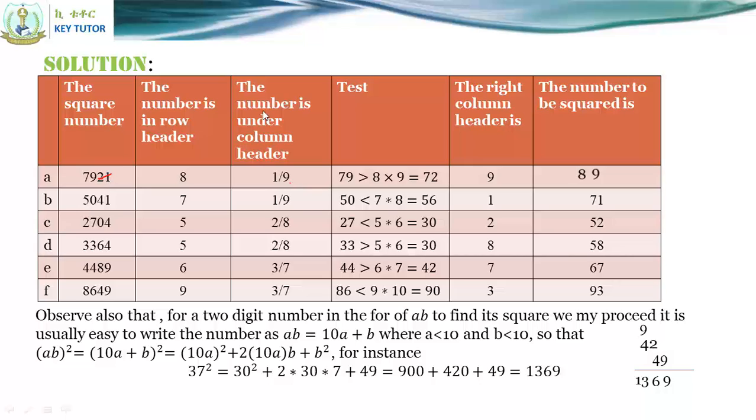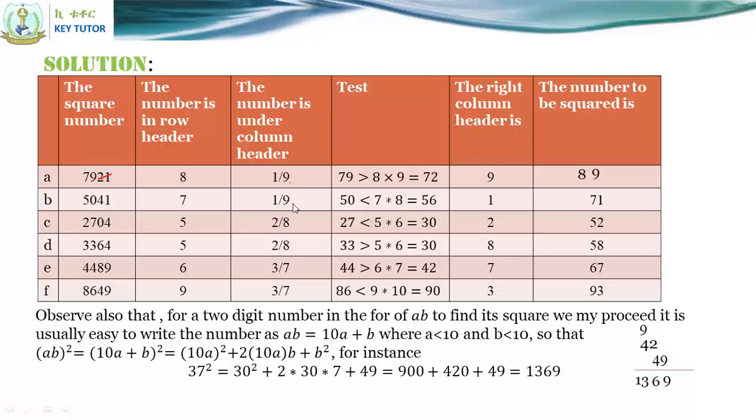Likewise, taking 5,041, when you delete 41, you get 50. This 50 is between 49 and 64, so 50 is obviously in the row of 7. And as this perfect square ends in the digit 1, it still belongs either to the column of 1, or to the column of 9.